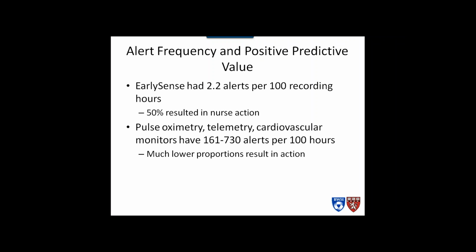In this study, there were just 2.2 alerts for every 100 recording hours, and half of them resulted in nurse action. In contrast, some of the more usual approaches that we use, like pulse oximetry, telemetry, and cardiovascular monitoring, have between 161 and 730 alerts per 100 hours, and a much lower proportion result in action. Overall, we need to do much better with our alerting approaches and use techniques like this to turn off many of the false positives.